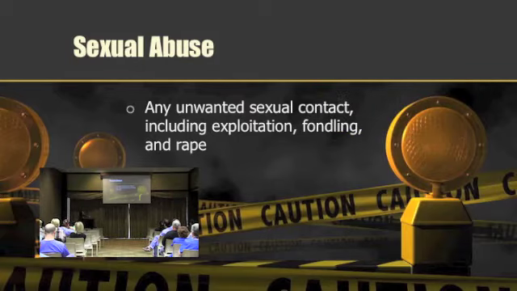The other unfortunate form of elder abuse is sexual abuse. That's any unwanted sexual contact, exploitation, rape, fondling, all of it, sexual abuse.